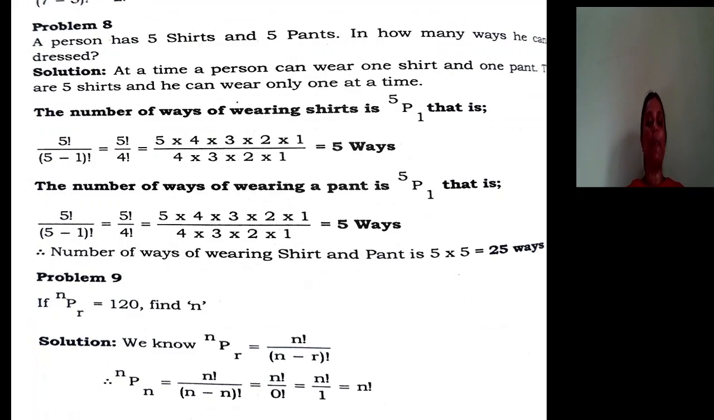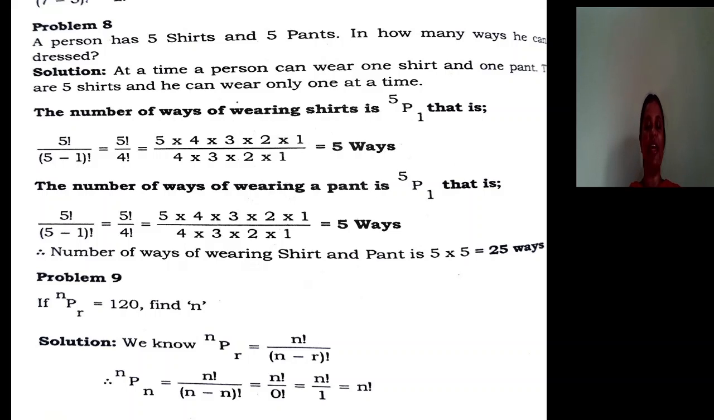Look at this. A person has 5 shirts and 5 pants. In how many ways can he be dressed? So how many pants and how many shirts are there? 5 pants and 5 shirts. So 5P5 means 5 factorial.